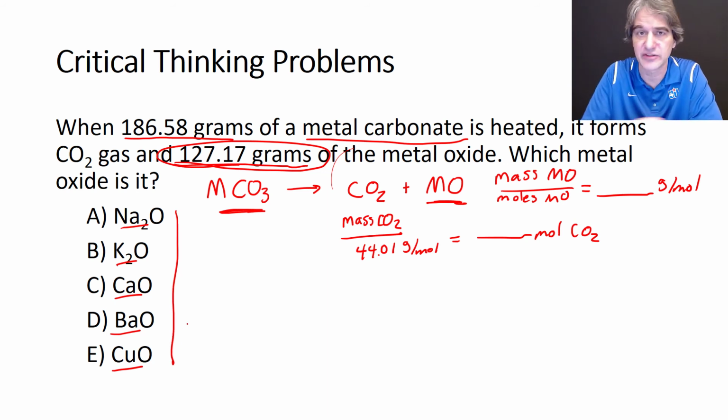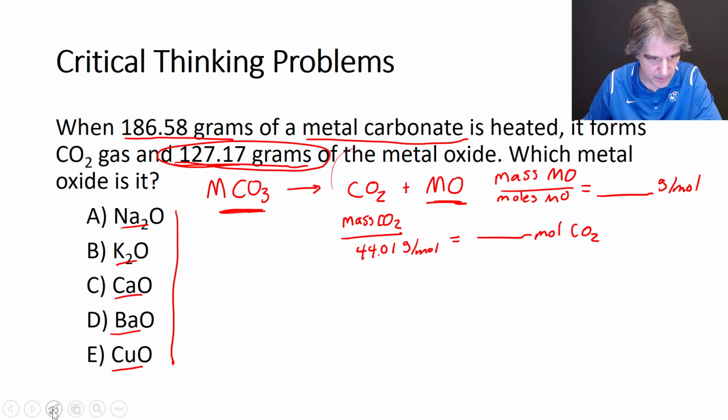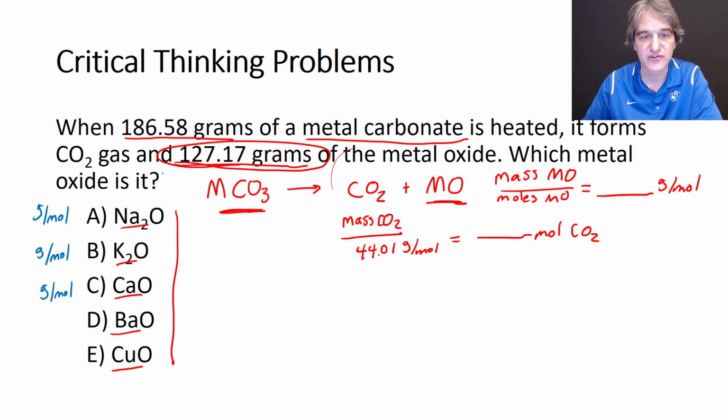Another way you could do this, I didn't think about this until much later, is you could calculate the molar mass of each one of these, and also determine the molar mass of the corresponding metal carbonate, which is just going to be this molar mass plus 44.01 for the metal carbonate.